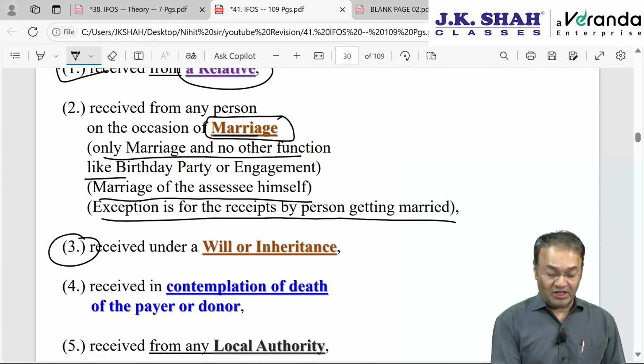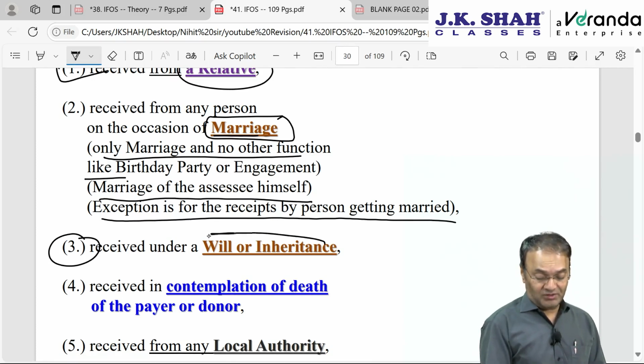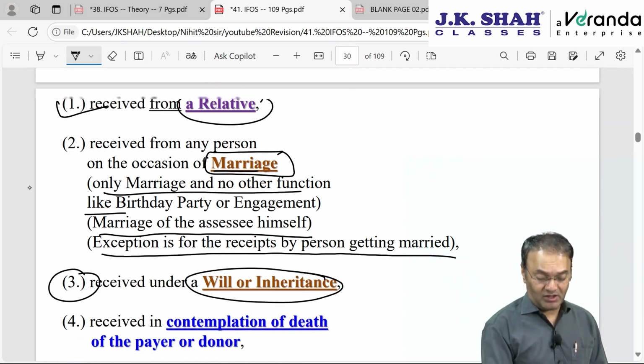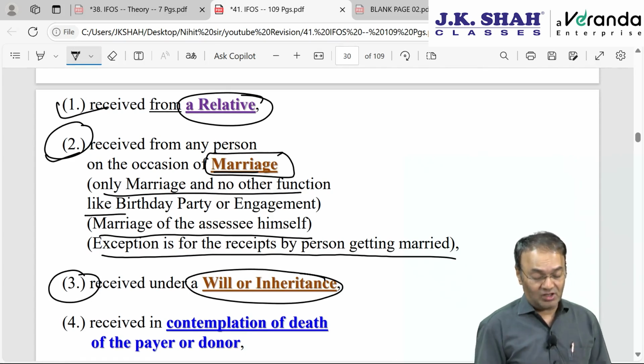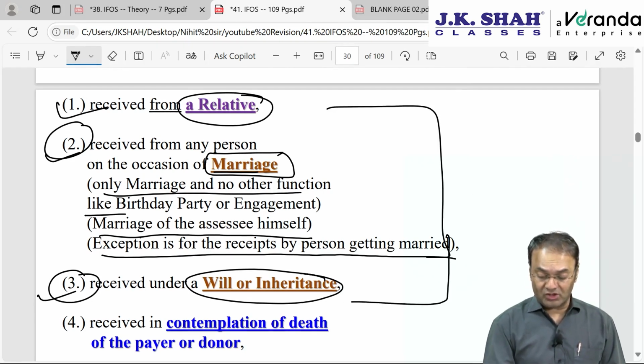Number 1, technically the following 22 exceptions. Number 1, receipt by way of will, in this it was relative. Second is marriage. Third, the first two are important. Third is also important.